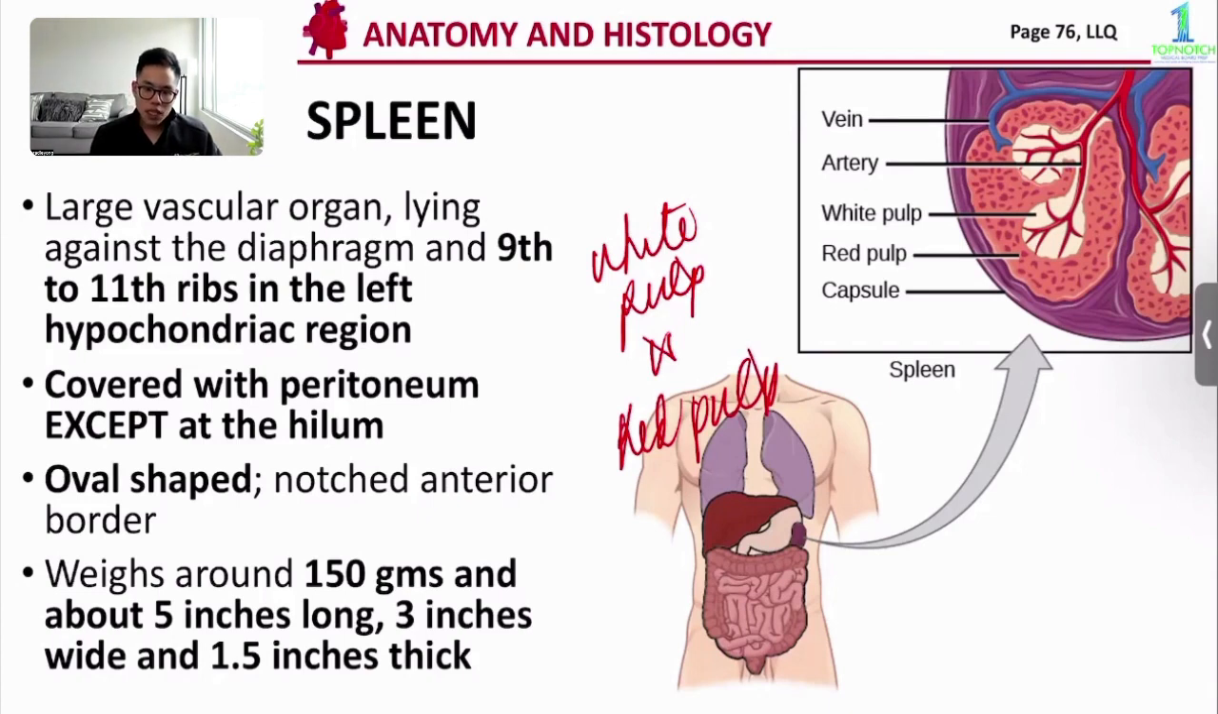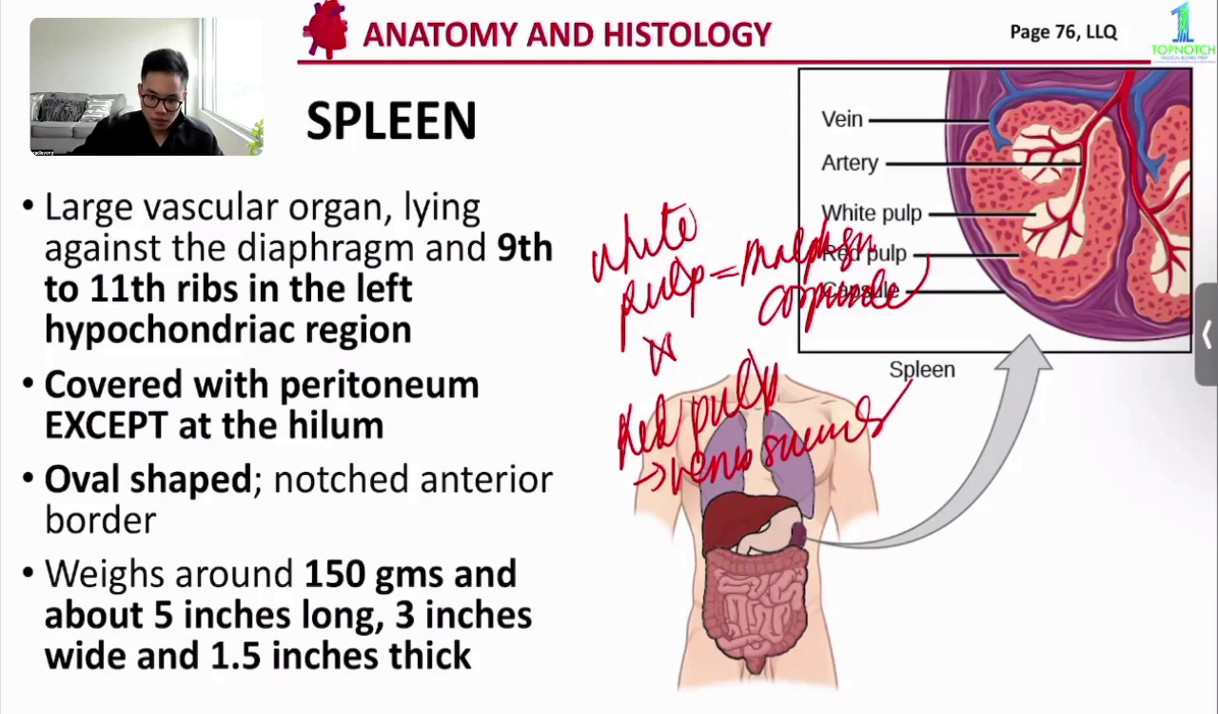The white pulp is called the white pulp because you think of white blood cells. The white blood cells are immune phagocytic cells. You also have the Malpighian corpuscle here. Then you also have the red pulp, which is made up of venous sinusoids. And this is where our worn out RBCs are being filtered out.